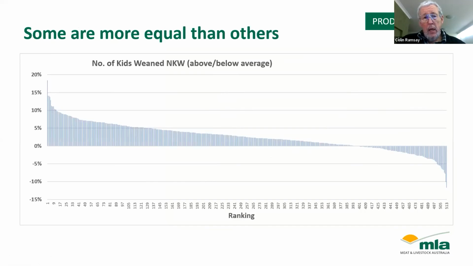Now, where KidPlan comes in to help you with this is an EBV, which is called the number of kids weaned. Now, it's not brilliant. It's the best we've got, and Sheep Genetics is working on improving it. But what I want to show you here, and I'll show you a few of these graphs, is simply the number of kids weaned EBV for a whole herd of animals put in order of number of kids weaned.